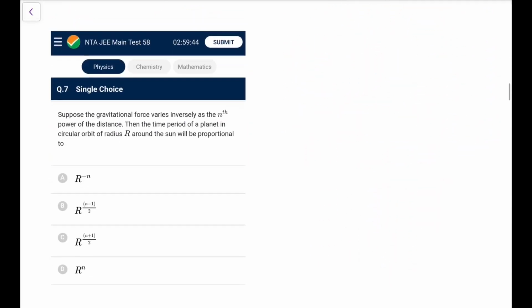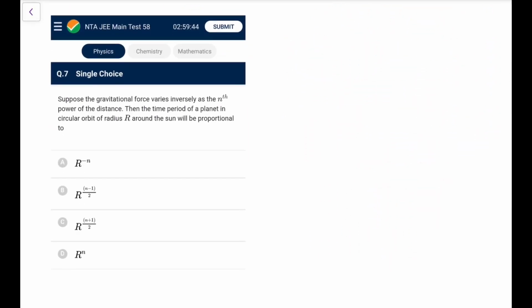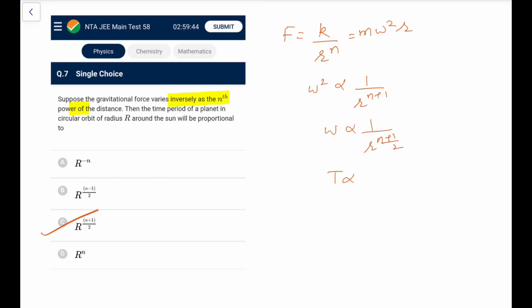Next, moving ahead, seventh. Suppose the gravitational force varies inversely as nth power of the distance, then the time period of the planet in the circular orbit around the sun will be proportional to what. I have done this question so many times, I remember the answer. I'll tell you the logic. Let's say force is inverse, so k upon r to the power n is equal to m omega square r. The result that we get is omega square proportional to 1 upon r to the power n plus 1, omega proportional to 1 upon r to the power n plus 1 by 2, T is inverse to omega, that is r to the power n plus 1 by 2.